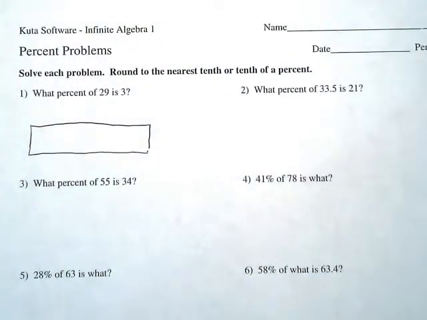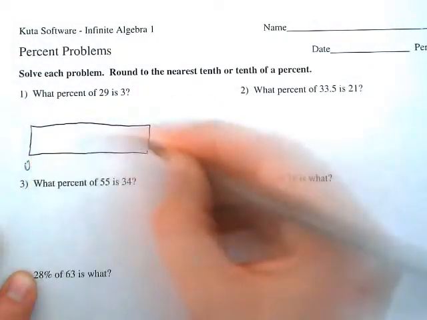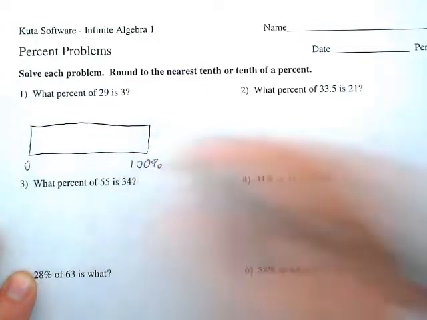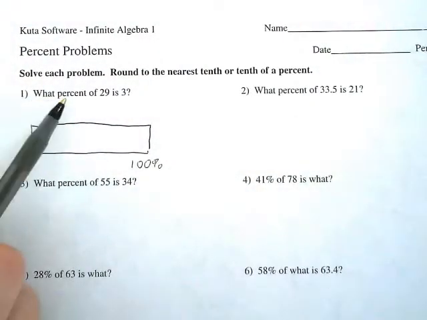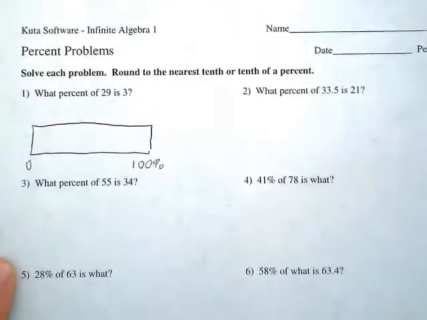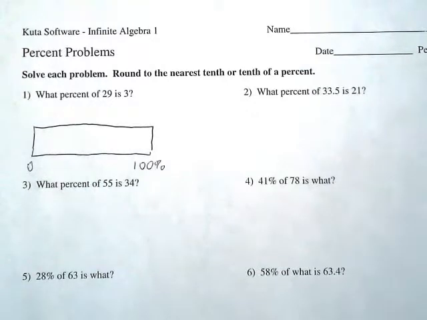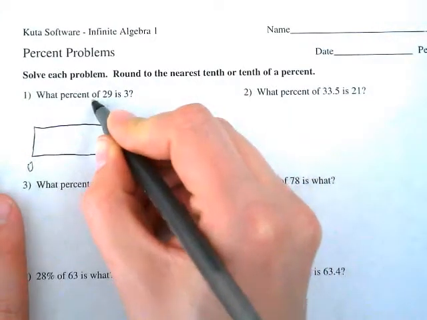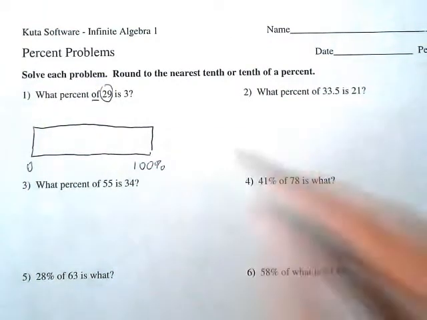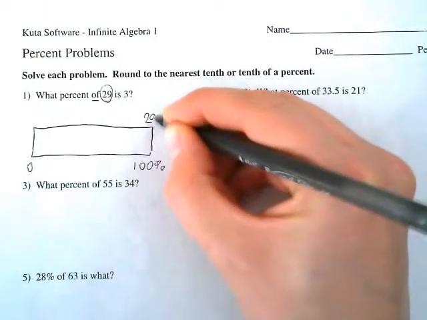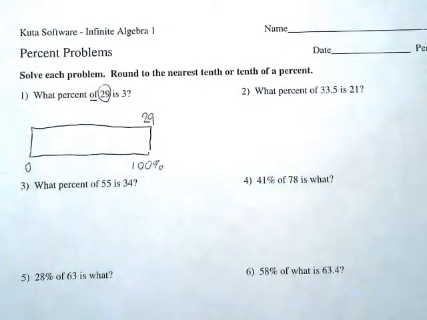So go ahead and draw your tape diagram, and we know we can always label 0 and 100%. Then I look to my problem and I see what percents are given in this problem. And in this particular problem, there are no percents that are given, so I can't add any percents. My next step is to look for the whole. The whole usually comes after the word of, which in this case is 29. So I'll put the 29 above the 100% because my whole goes above the 100%.